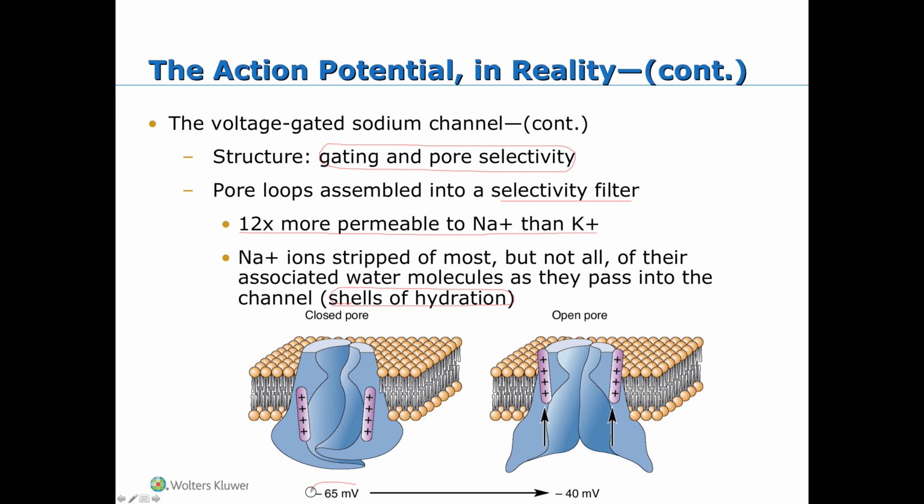Notice here, at a resting membrane potential of roughly negative 65 millivolts versus negative 40 millivolts, there's a change in configuration, whereby this voltage sensor seen in the S4 transmembrane section of a domain changes configuration when depolarization is occurring.